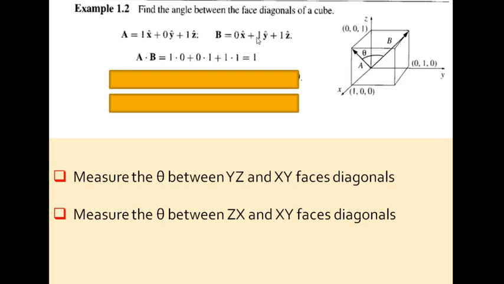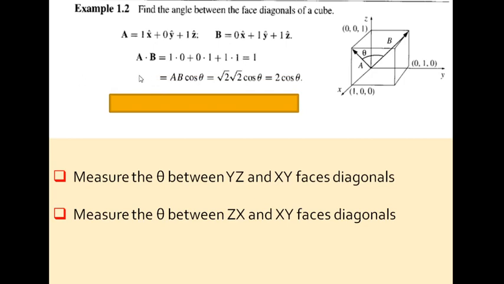The mutual component multiplications, whenever they are orthogonal like x to y and x to z, always come out to be 0 because their angle is pi by 2. So eliminating those mutually orthogonal components, only parallel components are considered: x cap with x cap, y cap with y cap, and z cap with z cap. So the outcome is 1. My LHS is 1.